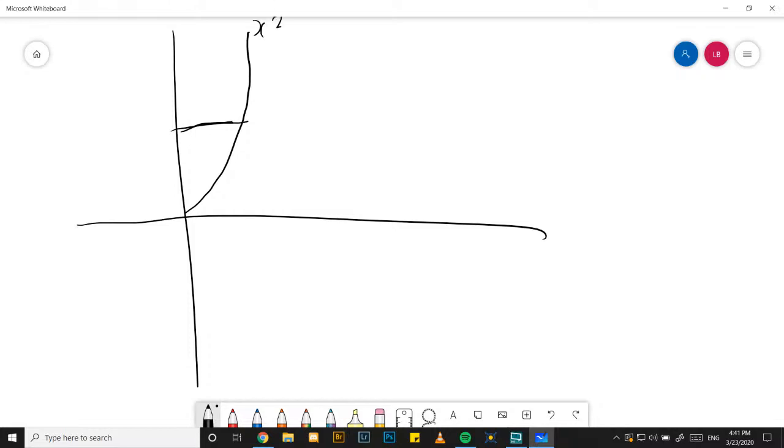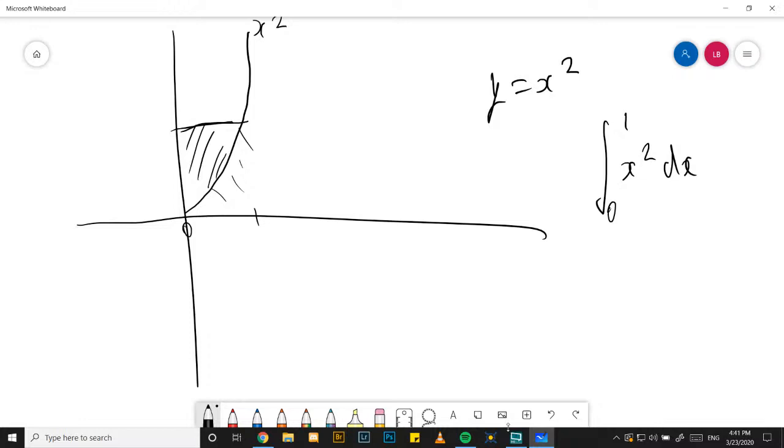Let's say this function is x squared. So that's y equals x squared, right? Now you need to figure out what the area between the y-axis is. Now that's a difficult thing to do, because normally what you do is you would just integrate x squared dx from, say, 0 to 1, and you'll be able to find this area. But you want to be able to find this area more easily.